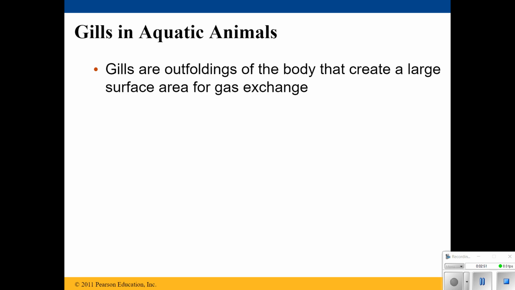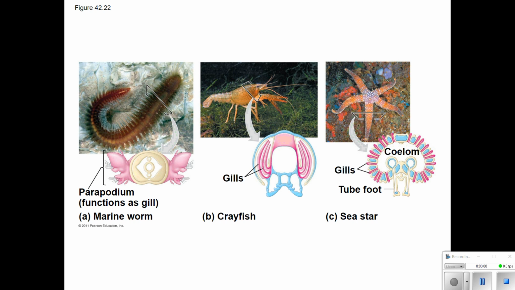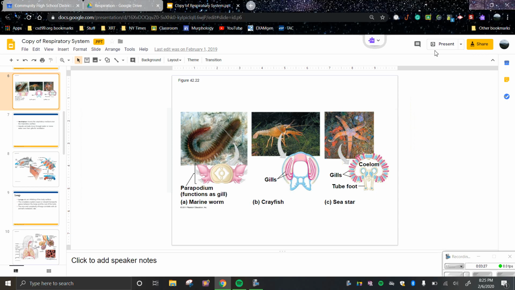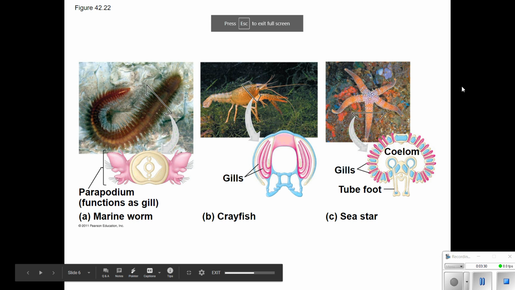If we focus on a few of these, we could start by looking at gills, which are outfoldings of the body and create large surface areas for mostly aquatic organisms to do gas exchange. The marine worm here has external gills, which are thin and help the organism do gas exchange. Crayfish have gills underneath their exoskeleton, and sea stars have gills that line their appendages, which help them breathe underwater. This is where oxygen and CO2 can be exchanged, and how the organism can breathe.